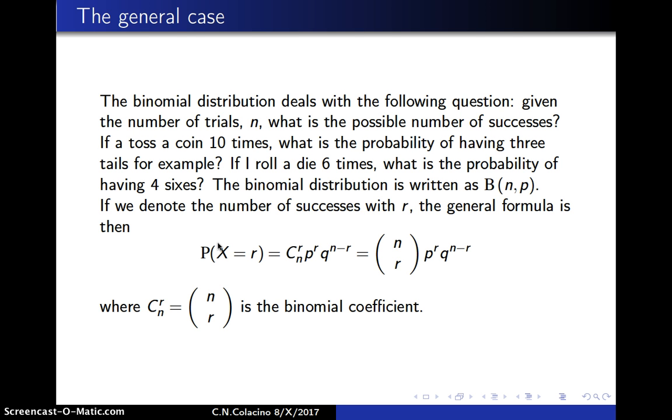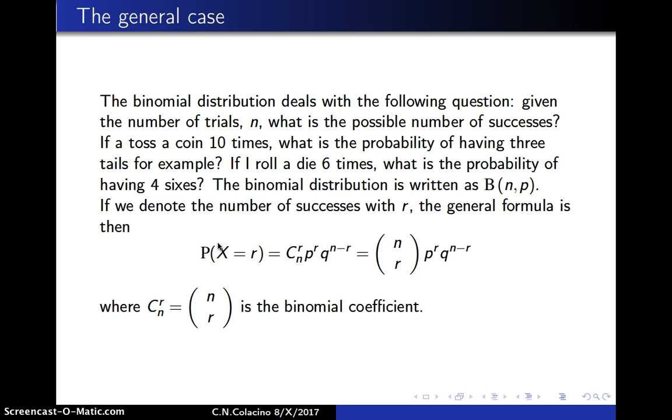The binomial distribution deals with the following question then. Given the number of trials n, what is the possible number of successes? If I toss a coin 10 times, what is the probability of having 3 tails, for example? If I roll a die 6 times, what is the probability of having 4 sixes?